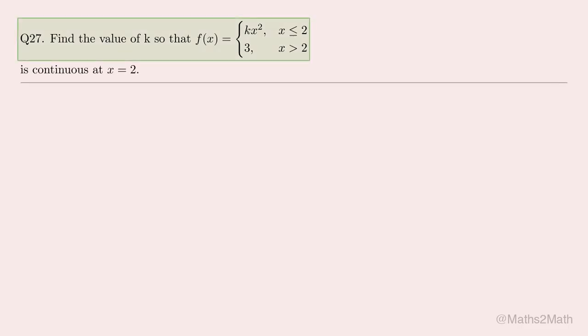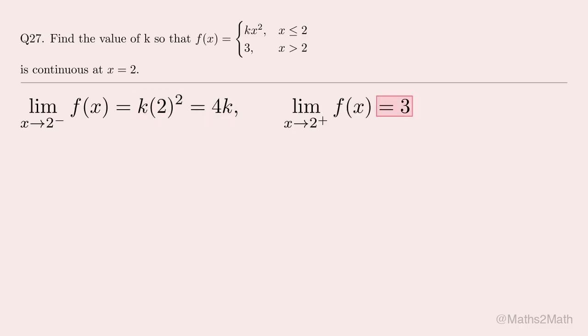Question 27. A parabola scaled by k must land exactly on the constant 3 at x equals 2. One equation from the junction gives k. Left limit k times 4, right limit 3. Equate 4k equals 3, so k is 3/4.